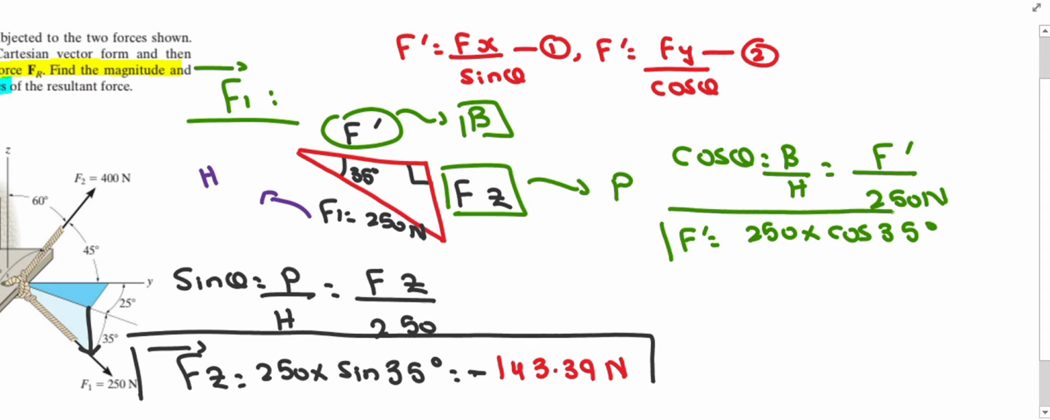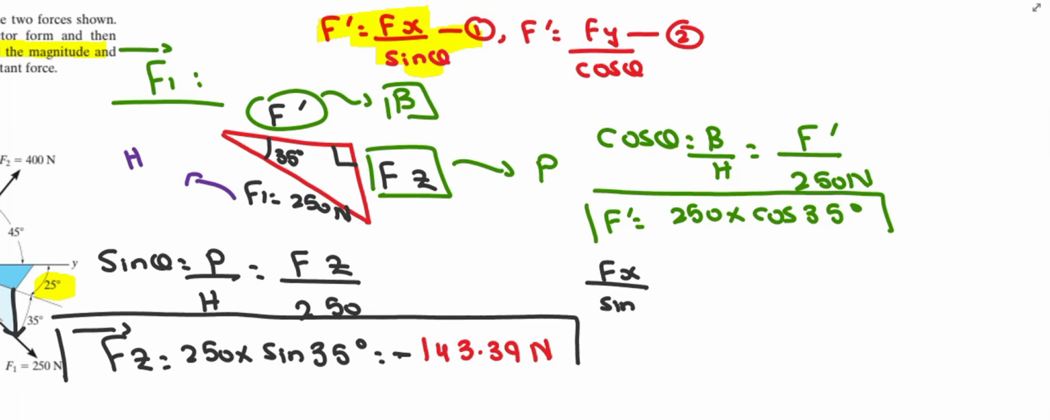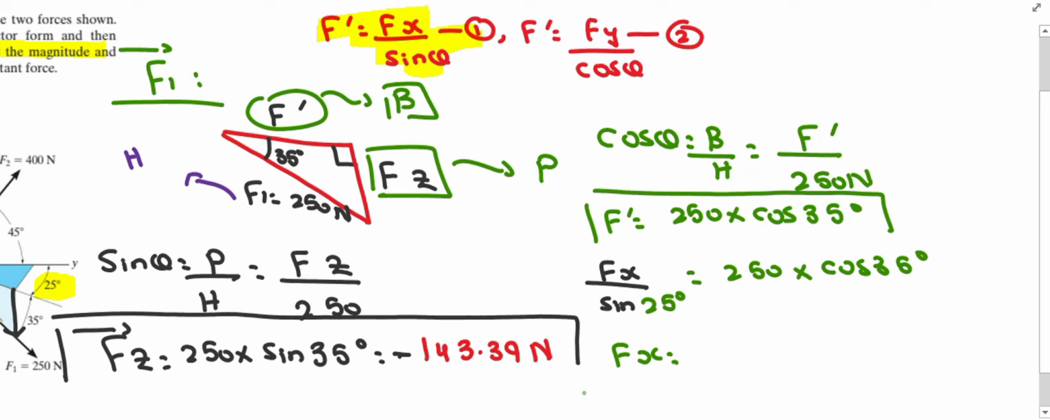Now from equation number 1, F prime is equal to Fx upon sine of theta. The theta from equation number 1 is nothing but 25 degrees, because theta from triangle number 1 is the angle between F prime and y. So it becomes Fx upon sine 25 degrees, which is equal to 250 times cos of 35 degrees. Grab the calculator, put the values into it and solve for the value of Fx.